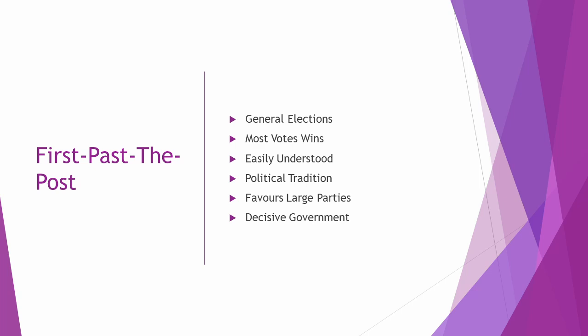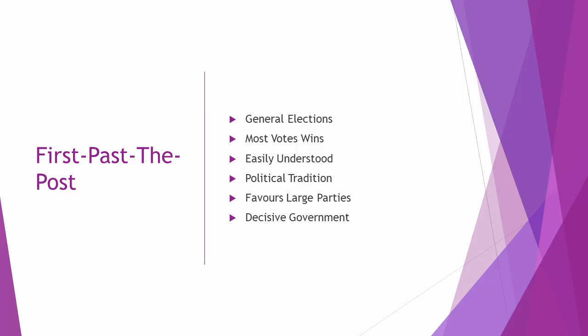First-past-the-post is the electoral system used in the UK for general elections. In this system, the electorate votes for a candidate for the constituency that they are in, with the candidate that receives the most votes winning the seat in Parliament for that constituency. The party that has the most candidates in Parliament forms the government.